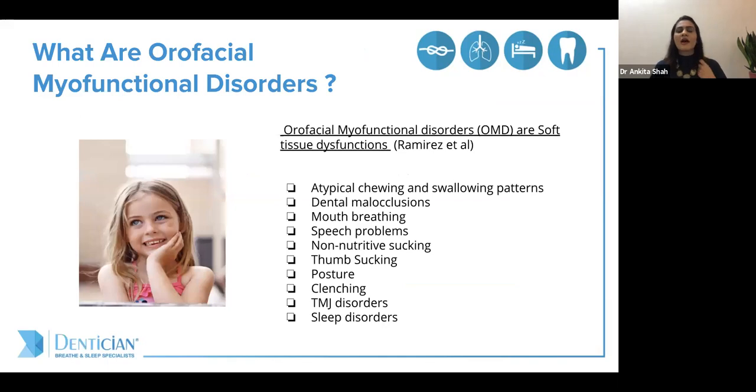Now, what are oral myofunctional disorders? Soft tissue dysfunctions are basically represented as oral myofunctional disorders. And these are represented as atypical chewing and swallowing patterns, picky eating, dental malocclusions, there could be mouth breathing, certain speech problems, some non-nutritive sucking habits, thumb sucking, posture issues with a lot of forward neck postures and forward shoulders, clenching, TMJ disorders, and sleep disorders.